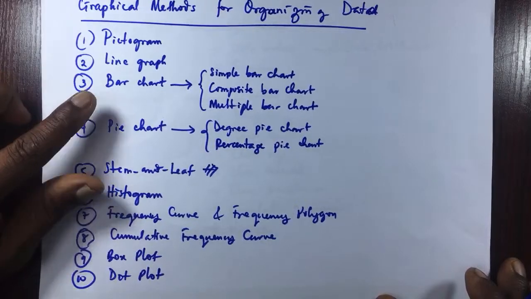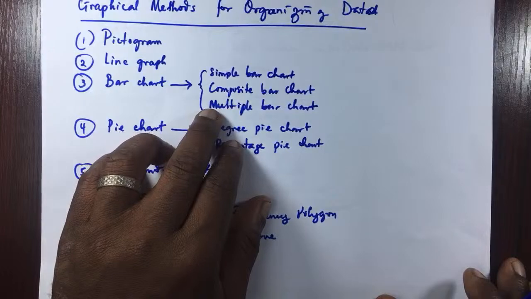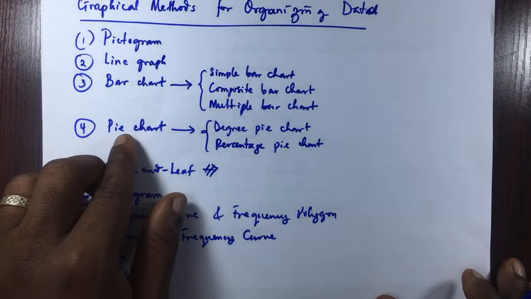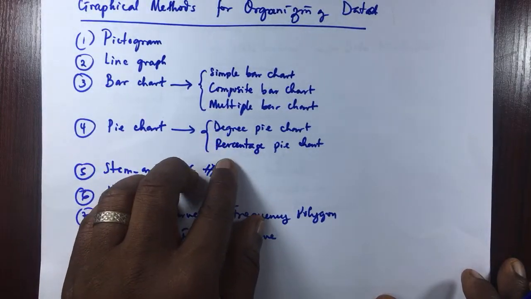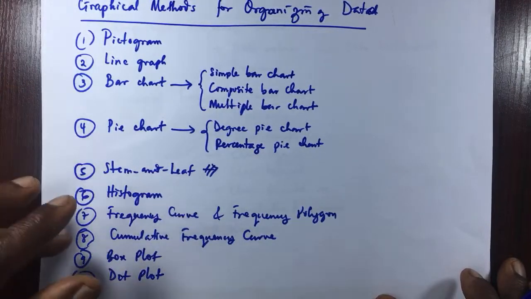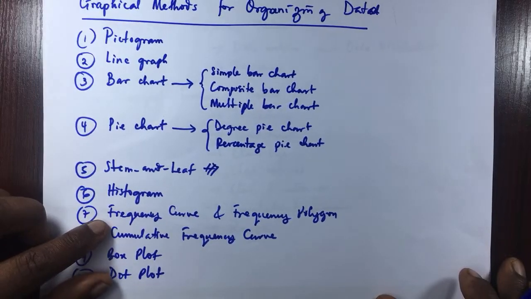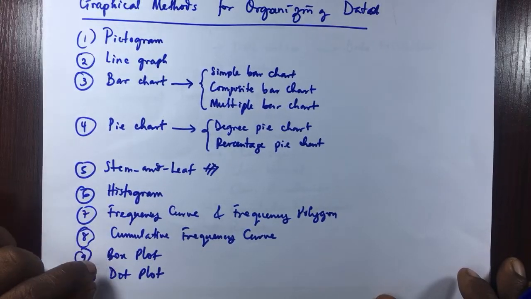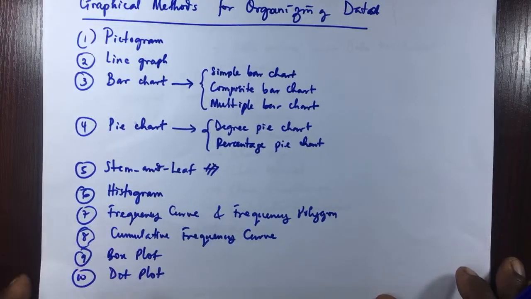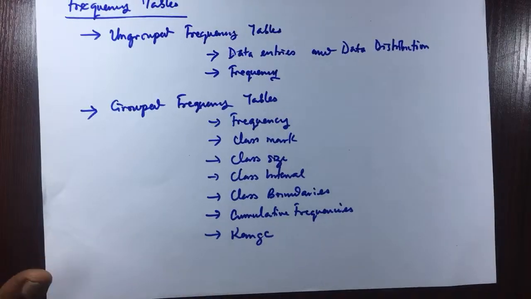Bar chart we shall be discussing, pie chart we shall be discussing. Under the bar chart, we shall be looking at simple, composite, and multiple bar chart. Under the pie chart, we shall be looking at degree pie chart and percentage pie chart. Aside from those, we shall be discussing the stem and leaf plot, histogram, the frequency curve and frequency polygon, cumulative frequency curve, box plot, dot plot. So these are the graphs we shall be discussing in my next class on Introduction to Statistics.